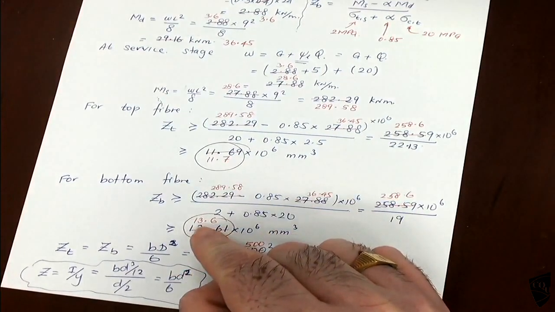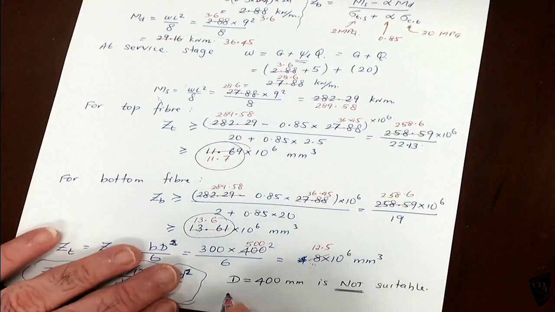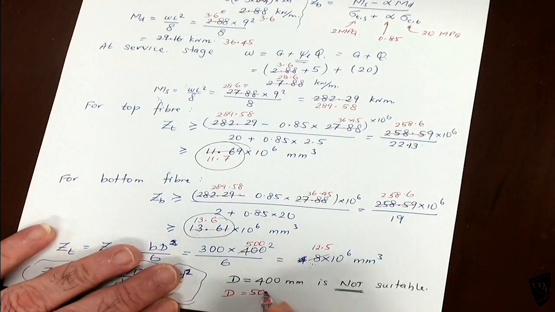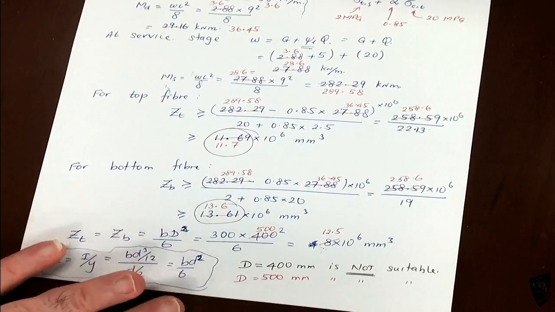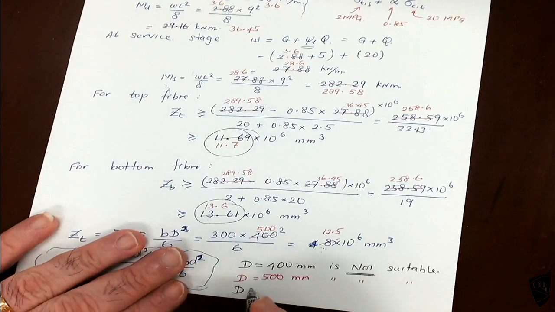So D of 500 is also not suitable. So now I am going to try D of 600.